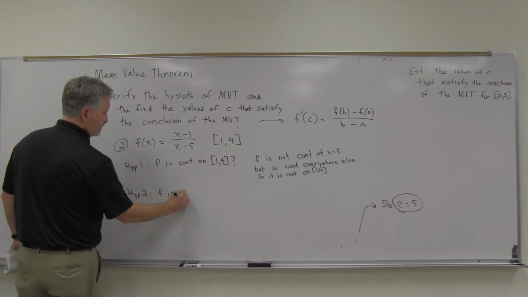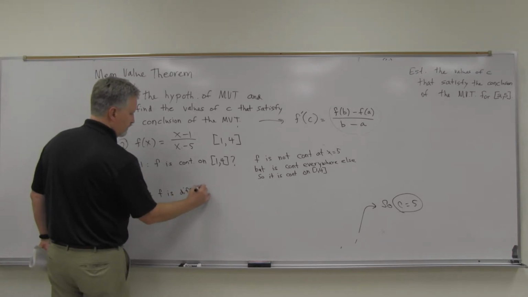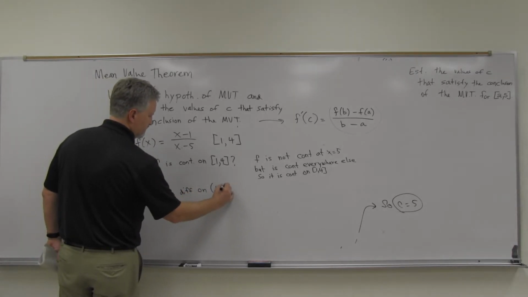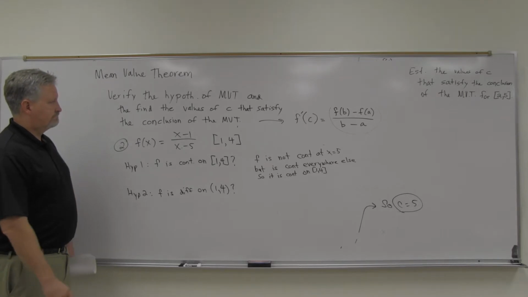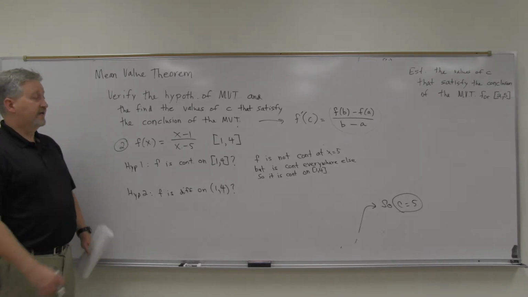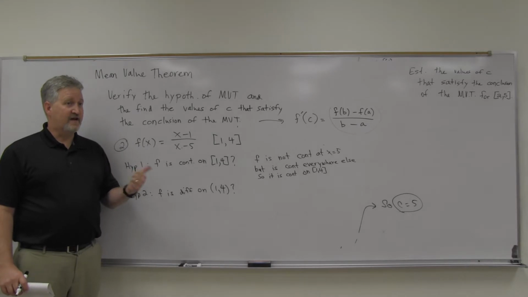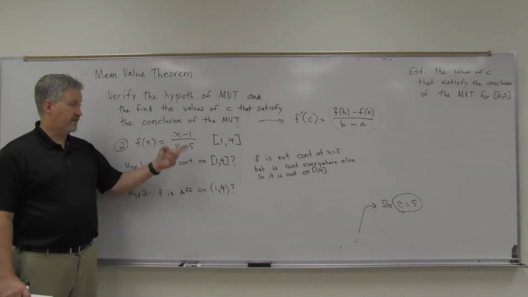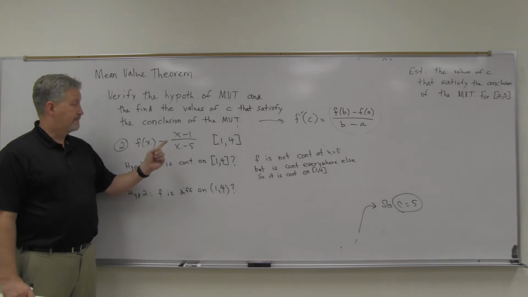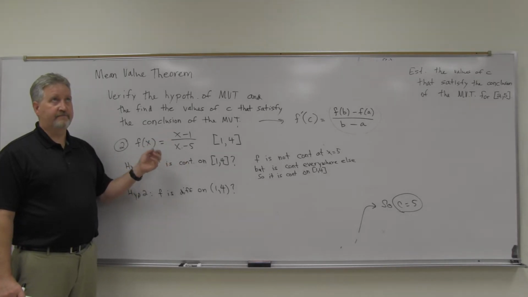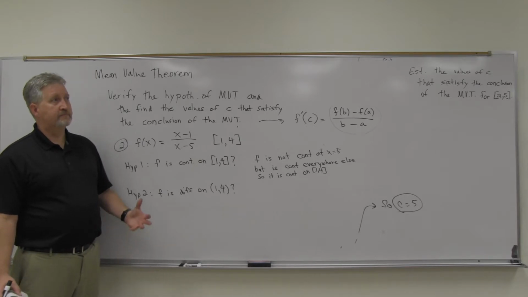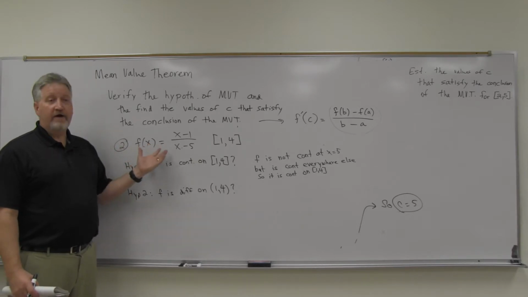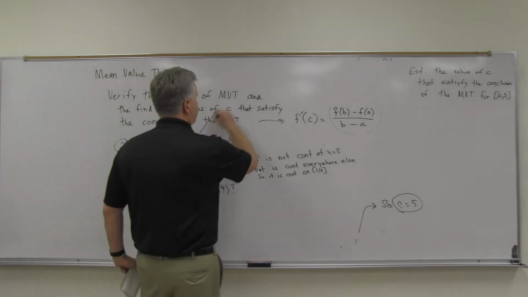f is differentiable on (a, b), which is (1, 4), without the endpoints. Is that true? Well, yeah, again, at discontinuities, it's not going to be differentiable. So it's not differentiable at 5, again. But is there anywhere else that's not differentiable? Let's go ahead and get the derivative for this one.